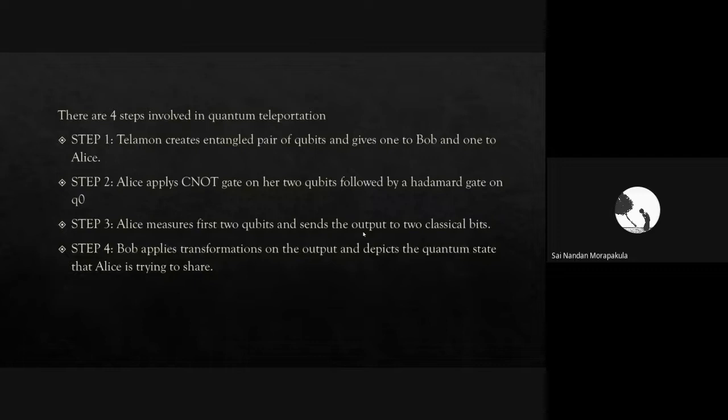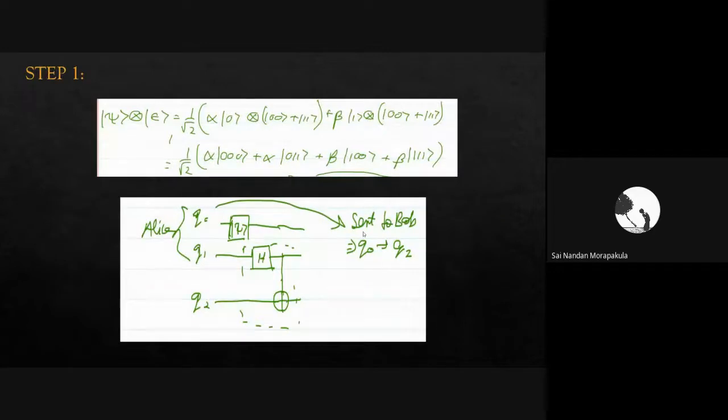There are four main steps in quantum teleportation. First, Charlie creates entangled qubits. Then Alice applies a CNOT gate on her two qubits, followed by a Hadamard gate. Then Alice measures the first two qubits and stores that information in two classical bits. Then Bob applies the transformations. We'll see those transformations in the coming slides, so not to worry. And then he decodes the information that is stored in the classical bits.